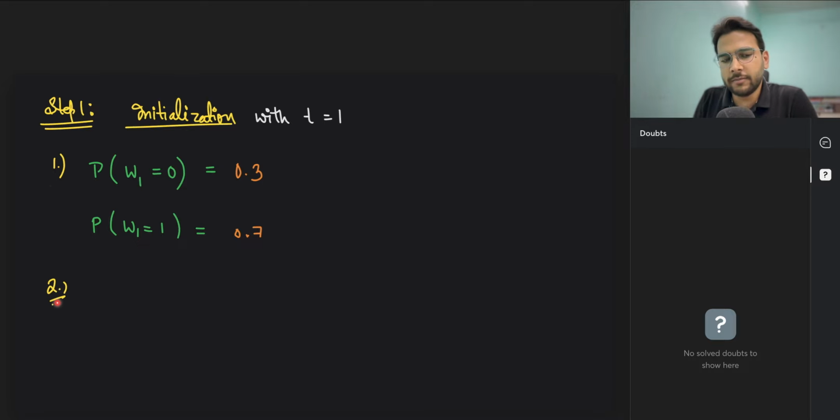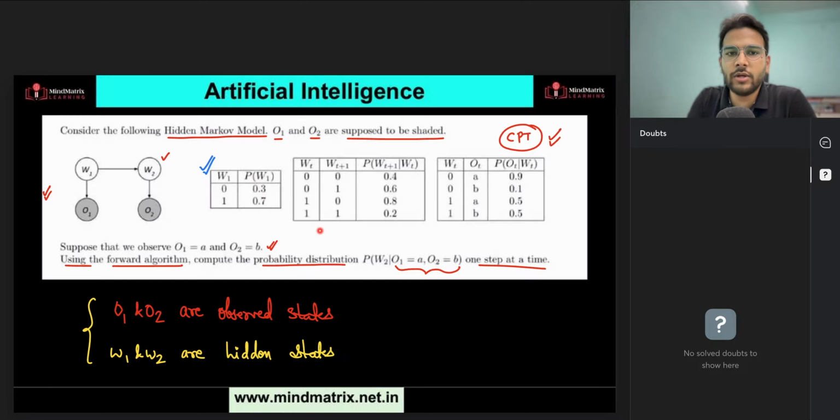What is the second thing? Observed probabilities, or you can say emission probabilities, if I talk about it specifically. So what are the observed probabilities here? When O1 is equal to A. So again, carefully see this. Before proceeding, let me ask you one simple thing: are you able to understand this particular table? Carefully observe what is given to you. Then we are going to proceed further.